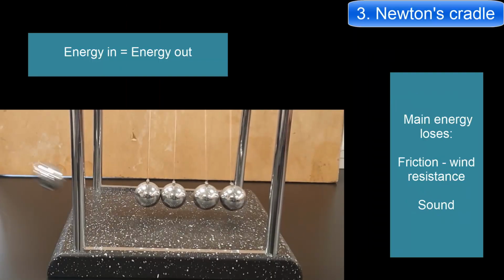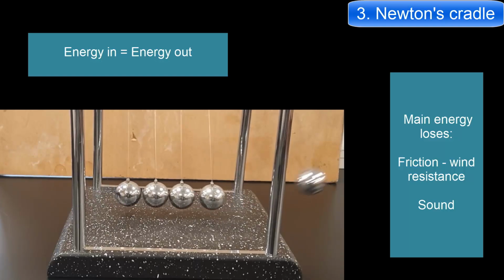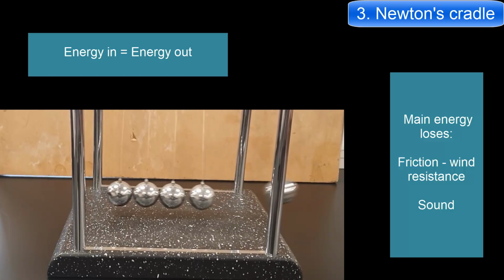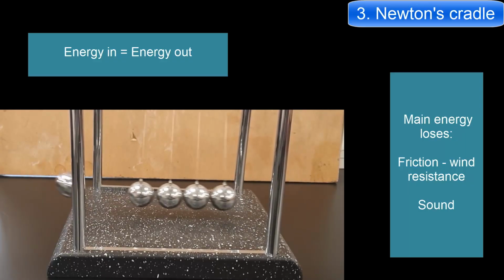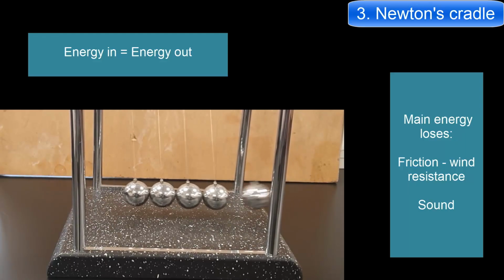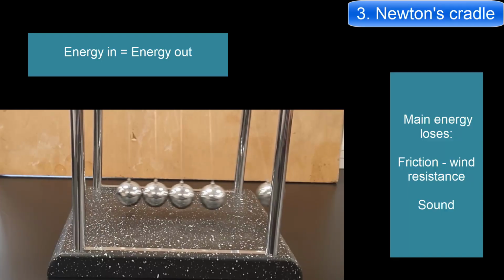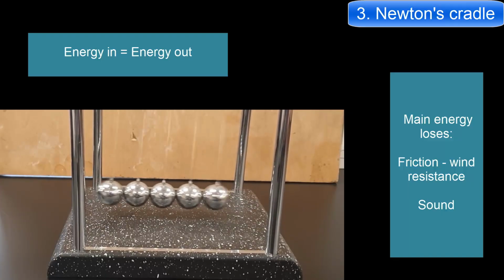And lastly, Newton's Cradle. Again, the same thing. It does run out of energy. There's friction due to wind resistance. There's sound being released. It's meant to go on forever, and so the energy going in is equal to the energy going out, so on the left and right hand sides.